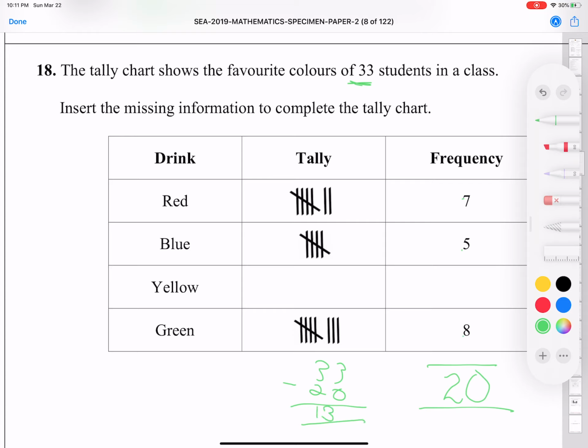So you draw your tally to represent 13. 1, 2, 3. Let me try that again. 1, 2, 3, 4, 5, 6, 7, 8, 9, 10, 11, 12, 13. 13. Wonderful.